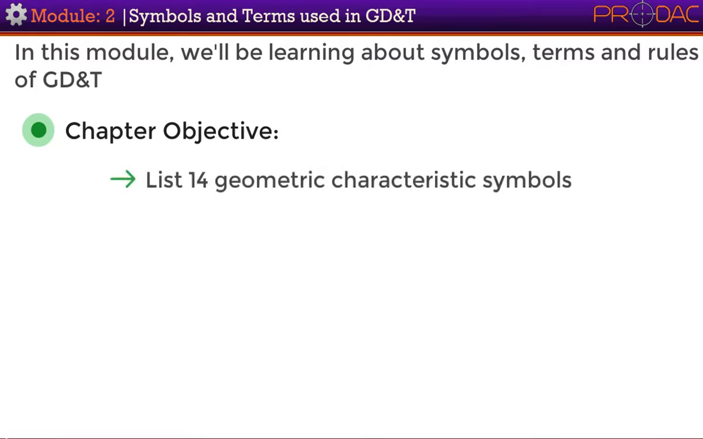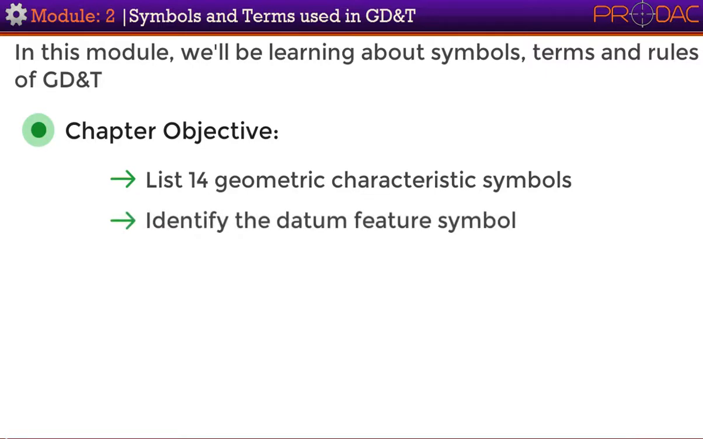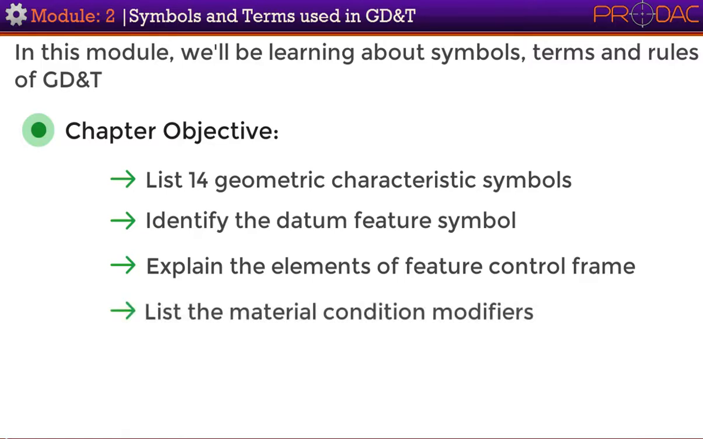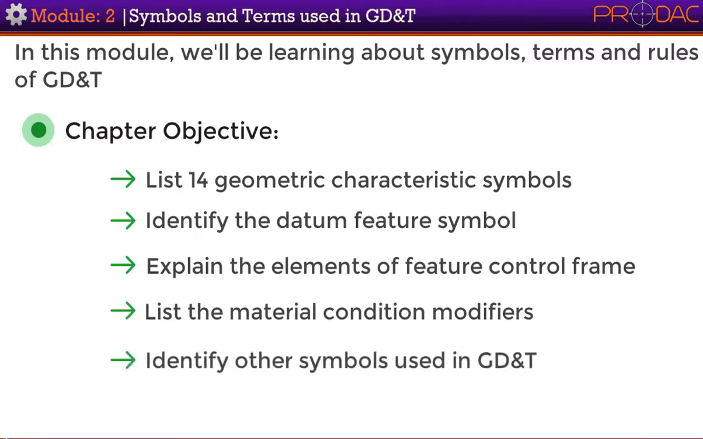List 14 geometric characteristic symbols. Identify the datum feature symbol. Explain the elements of feature control frame. List the material condition modifiers. And finally, identify other symbols used in GD&T.